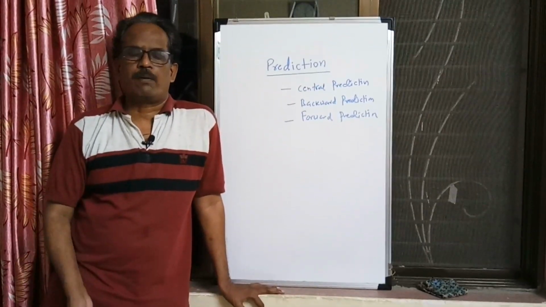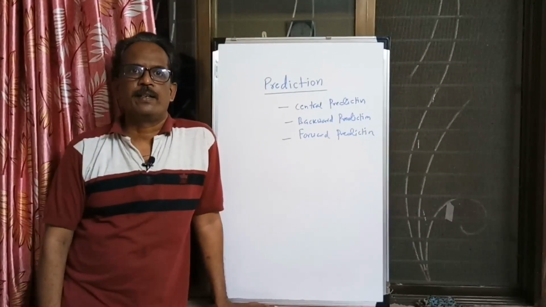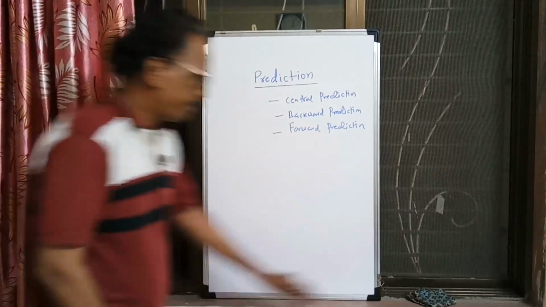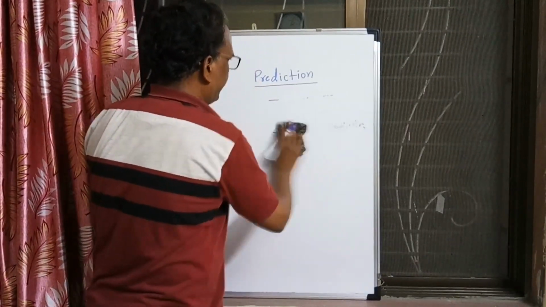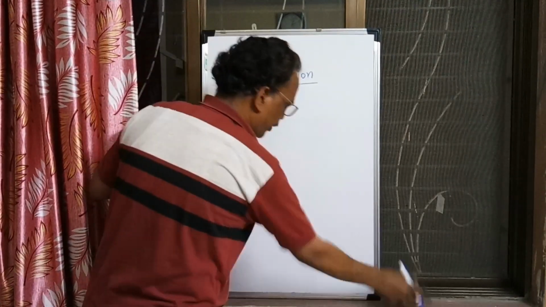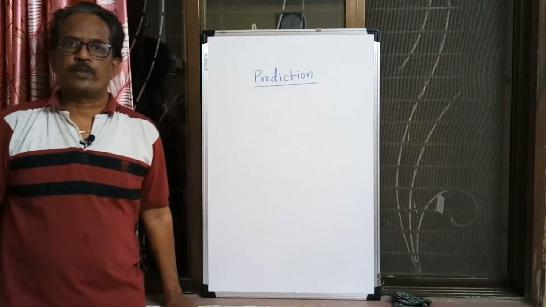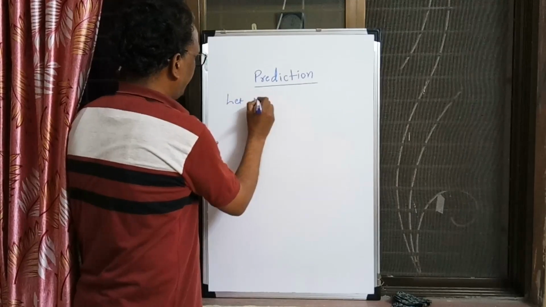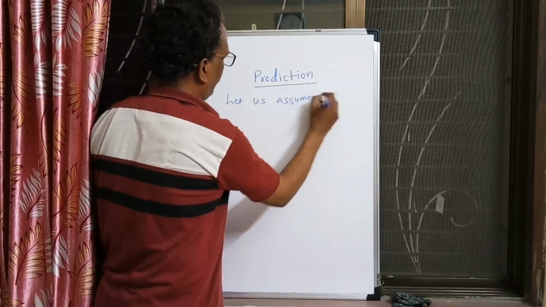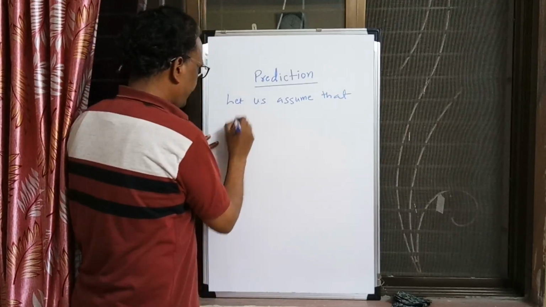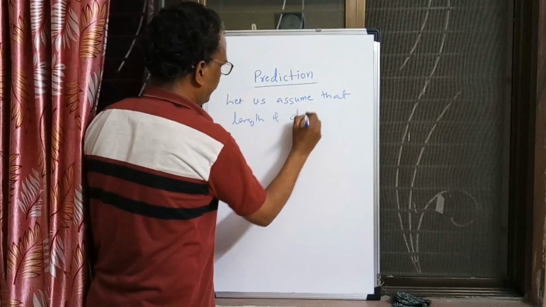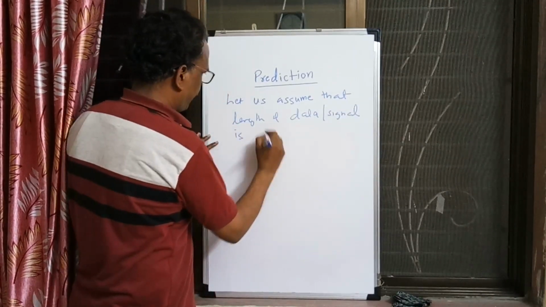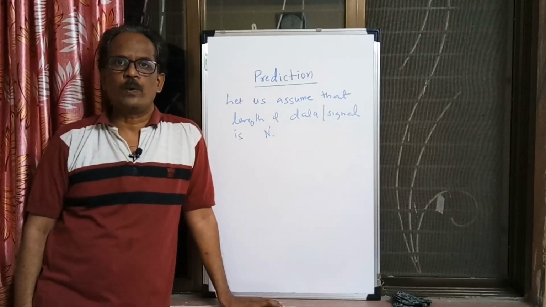Let us say we are having n samples where n can be anything, and out of which I am taking past p samples to predict the next sample. So let us write that equation and see how we can have the forward prediction using the given data set or given sequence. Let us assume that the length of data or signal is n, where n is any value.